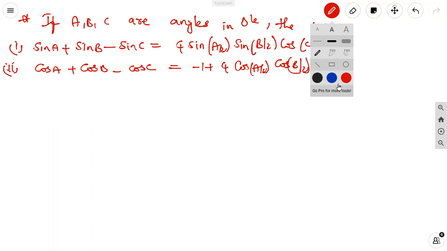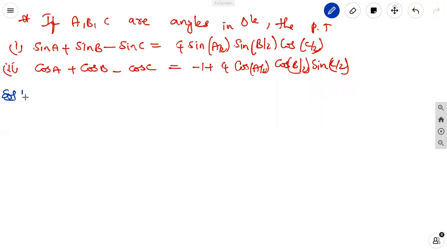This is the question. We can solve it like the previous one, in the same form. Here, sin A plus sin B minus sin C has the factor 4. Now I am explaining the answer to the second question.